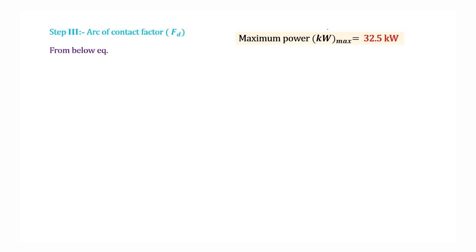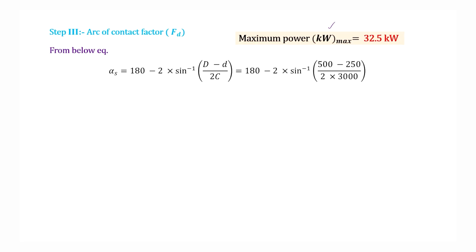The maximum power which we can transmit when the alpha s is 180 degree is given by 32.5 kilowatt, and we want to correct it based on our angle of wrap alpha s. So, alpha s, by substituting the value of capital D and small d, is obtained as follows. Capital D is the diameter of the bigger pulley and we have obtained it as 500 mm, and the small d is the pitch circle diameter of the smaller pulley and we have obtained it as 250, and the C center distance is given in the problem as 3 meter or 3000 mm.